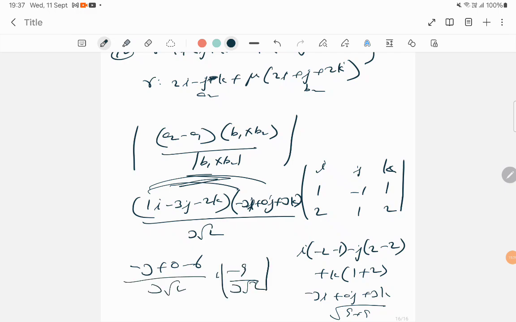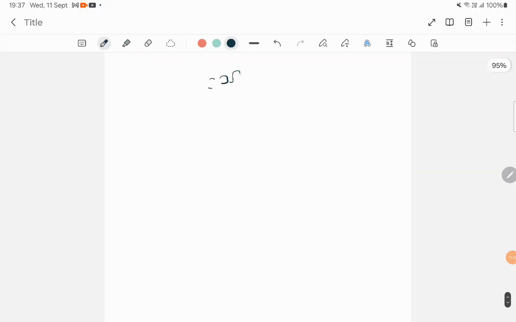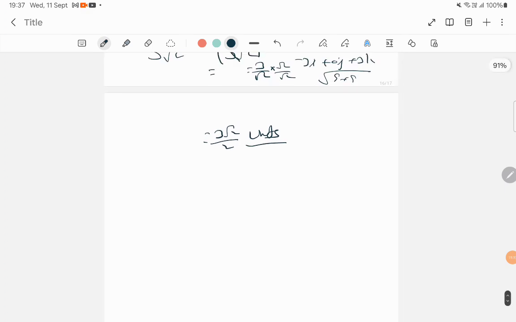Take the whole magnitude, since the distance cannot be negative. 3 and 3 can be cancelled. 3 by root 2, rationalize it: 3 root 2 by 2. Hence your answer will be 3 root 2 by 2 units, which is the distance between the two skew lines. So you should memorize this formula.